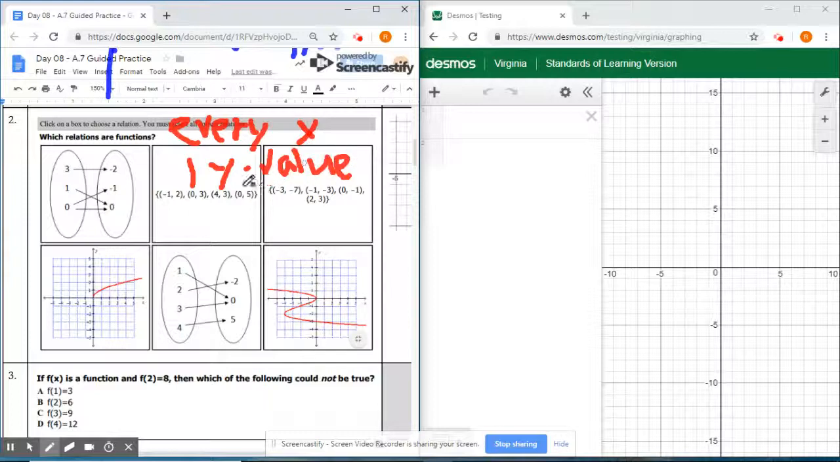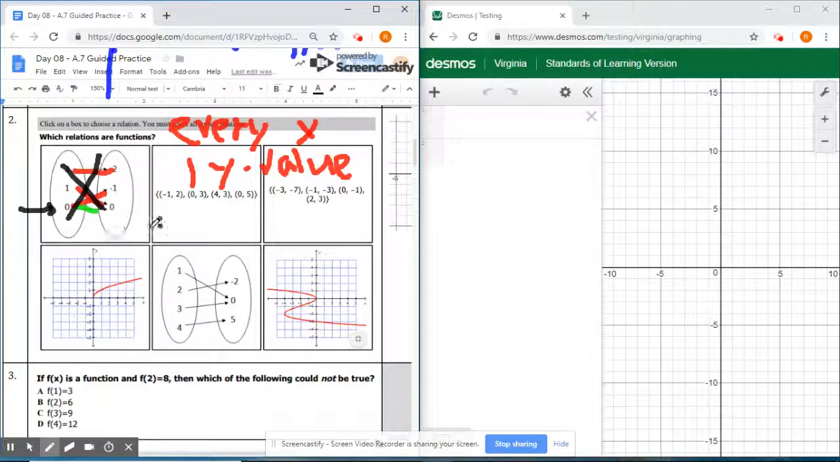Okay, so I'm going to do a couple here with you, and then I'm going to have you finish the rest. So if I look at this first example, 3 goes to -2, 3 only goes to one y value. 1 goes to 0, that only goes to one y value. But 0 goes to 1, and 0 goes to 2. So since it goes to 2 values, this would not be a function, because of 0 there.